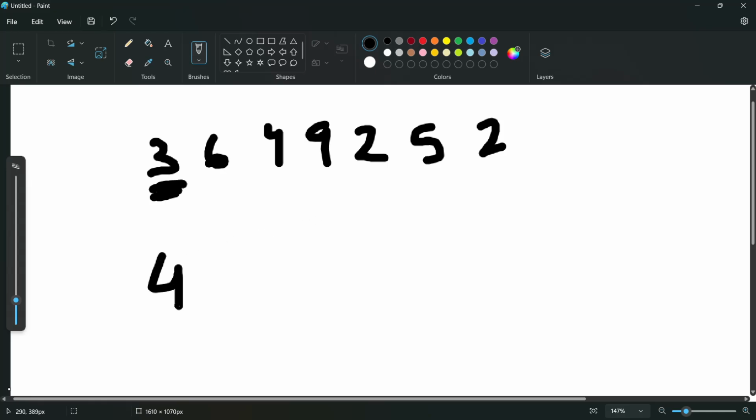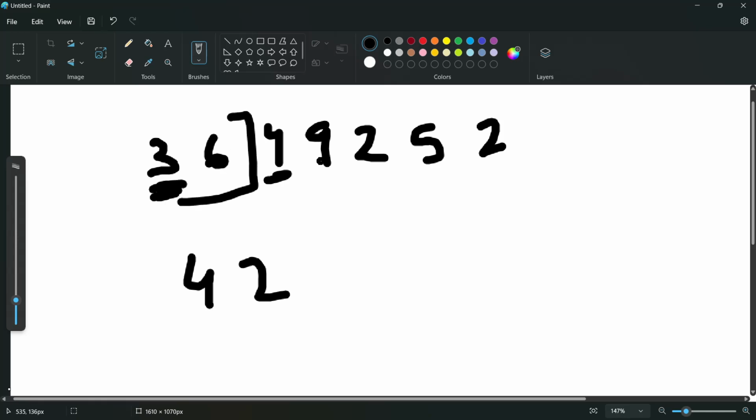Suppose 6 is the starting index, let's remove 3. 6 is the starting index, so we have already removed 1, 3, and greater than 6 is 9. So we had to remove 2 elements for 6. Let's keep 4 as the starting index, so we had removed 2 elements, 3 and 6. Now we have to remove 9, we have to remove 5, so total 4 elements are removed.